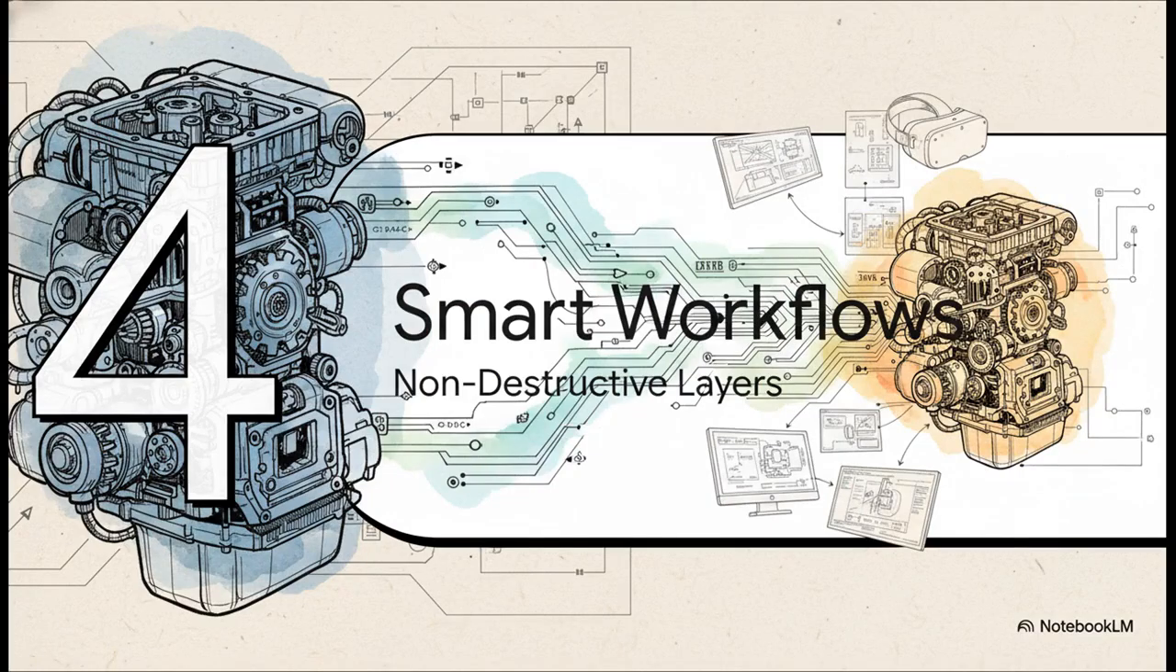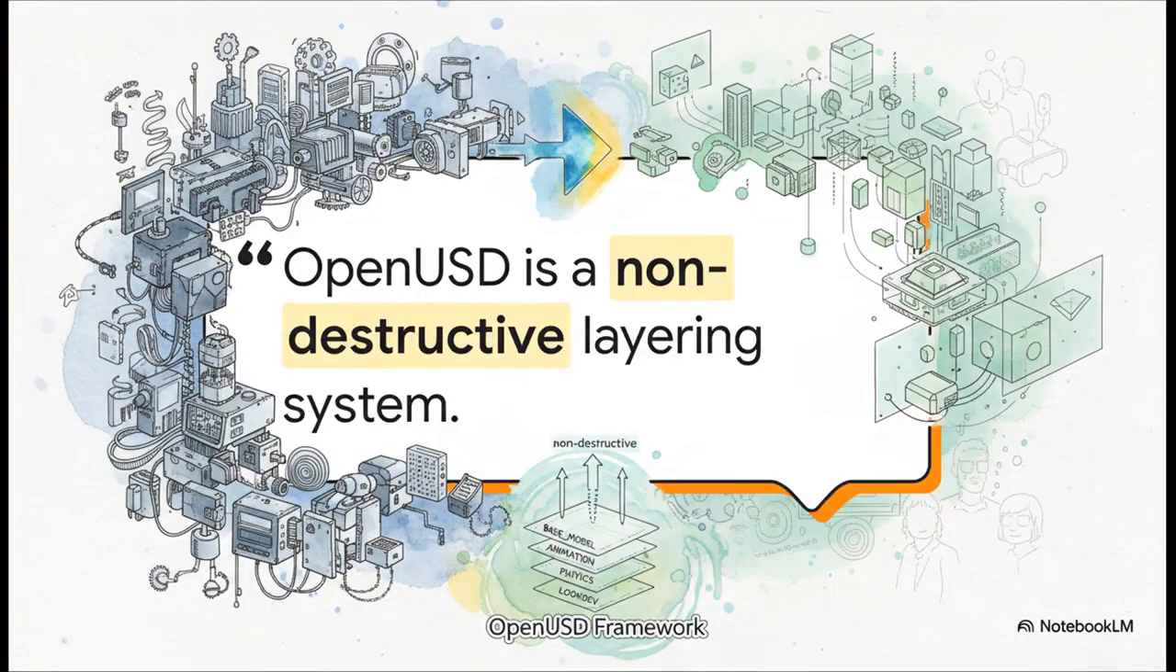All right, so you've got the basics down. Now, let's talk about how to work like a real pro. To work smarter, not just harder, we need to lean into one of OpenUSD's most powerful core features, its non-destructive layering system. This concept is everything. Being non-destructive means you can make all the changes and optimizations you want without ever touching the original source data. It's basically like having an infinite undo button for your entire project.